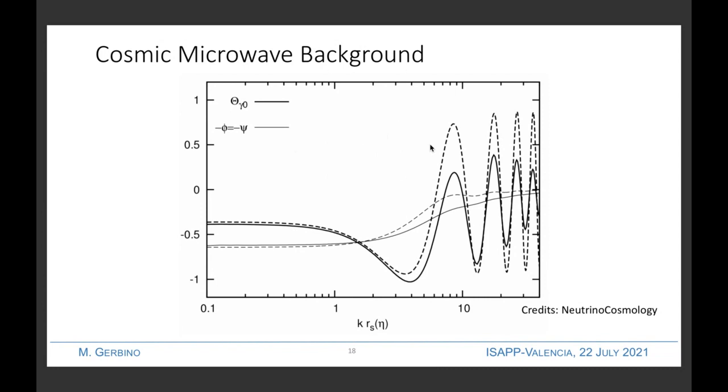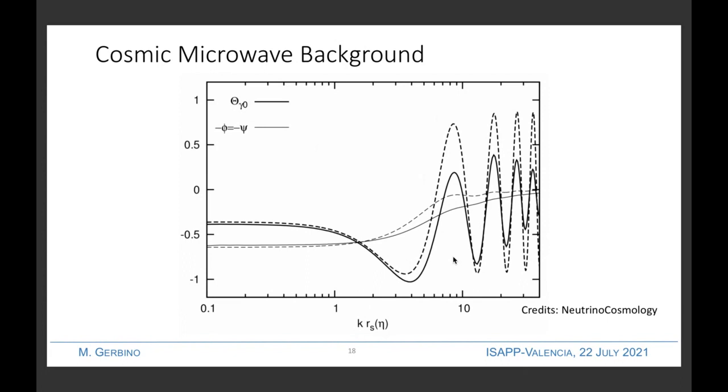So we have almost invariant amplitudes of the acoustic waves as a function of the wave number. The solid line instead is the evolution of the monopole term more or less at the time of recombination. So after matter radiation equality, when radiation is subdominant with respect to matter.